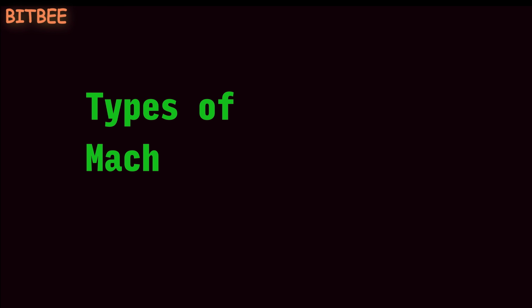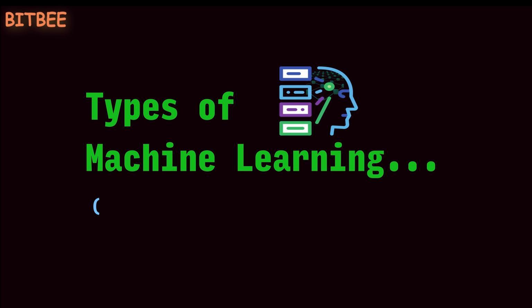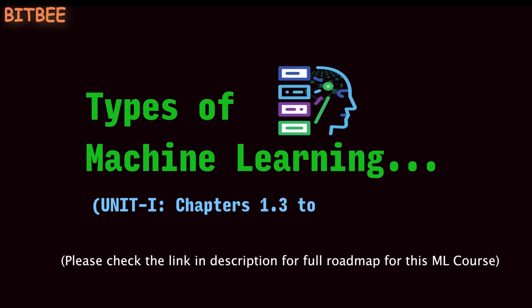This is the second video of our machine learning course for beginners with Python. As part of this video, we are covering chapters 1.3 to 1.5 under Unit 1, which covers various types of machine learning techniques.